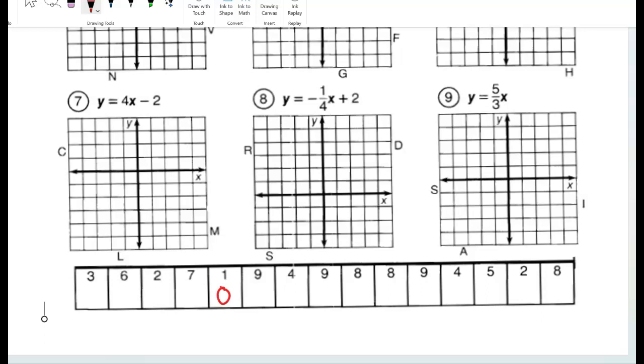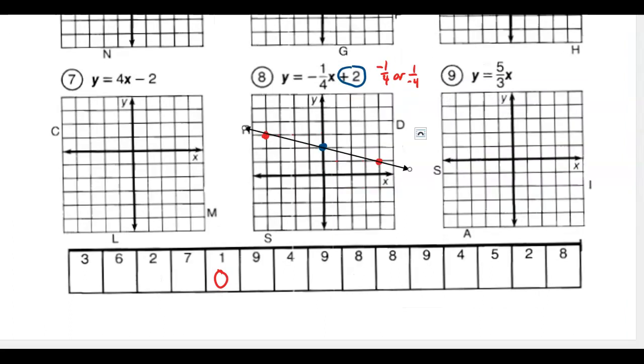Let's do number 8. So I start at positive 2, 1, 2. And my slope is negative 1 over 4, or 1 over negative 4, right? So I can go down 1 and right 4, 1, 2, 3, 4. Or I can go up 1 and left 4. Draw my line, points to R. So on 8, wherever I see it pop up 3 times, I'm going to write R 3 times. Right? So that's what you're doing on the front.